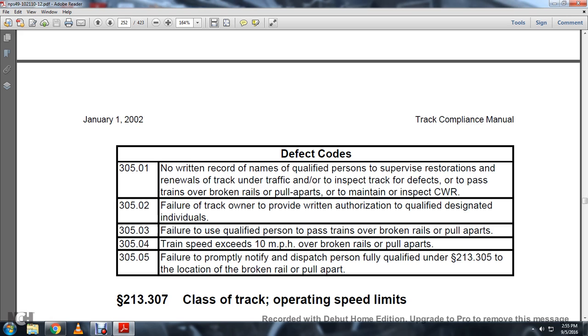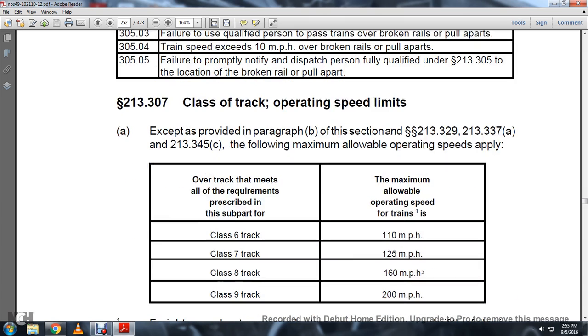Failure to properly notify dispatch persons fully qualified under Statute 213.305 of the location of a broken rail and pull-apart. Statute 213.307, class of track operating speed. Except as provided in paragraph B of this section and 213.329, 213.337(a), and 213.345(a), the following maximum allowable operating speed limits apply.